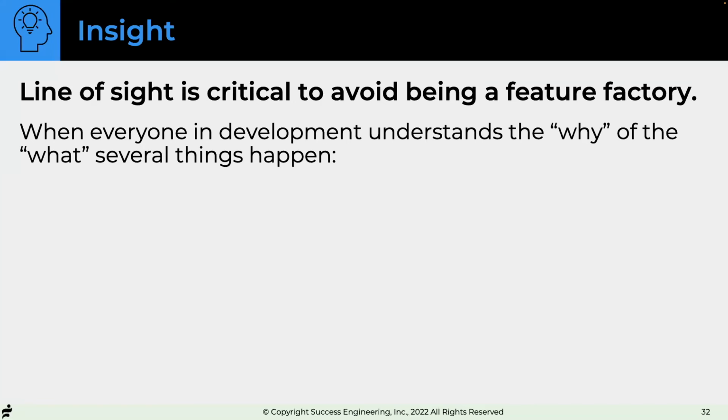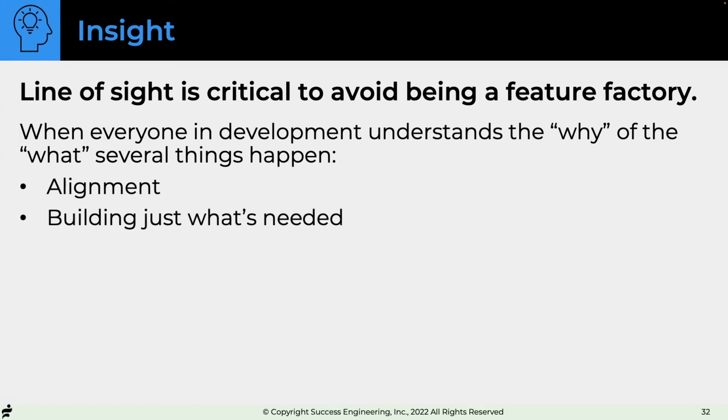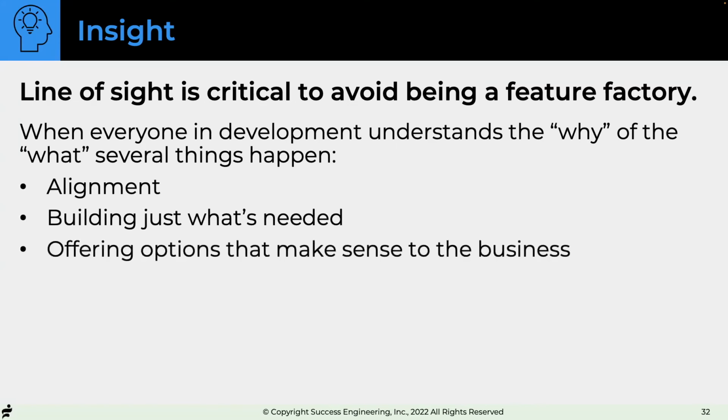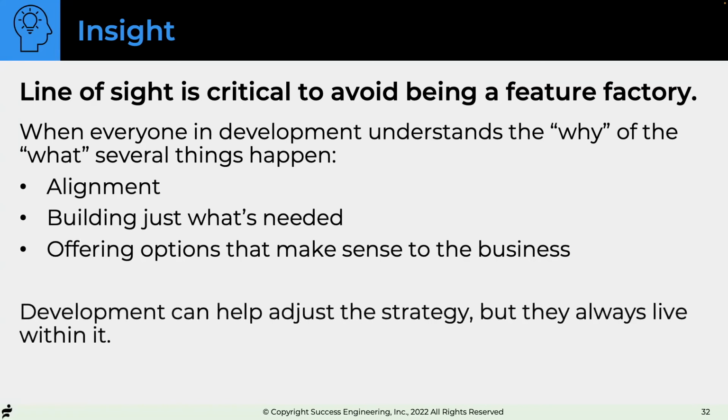When people understand the why, several things happen. You get alignment. You get building just what's needed, not extra stuff. You offer options that make sense to the business. Development can adjust the strategy, but they always have to live within it. In other words, it's not just following rules. And one thing to look at as a coach, this is a really big tip for a coach: when everybody has the problem, it's not the problem of everybody. That's the essence of looking at common cause errors.